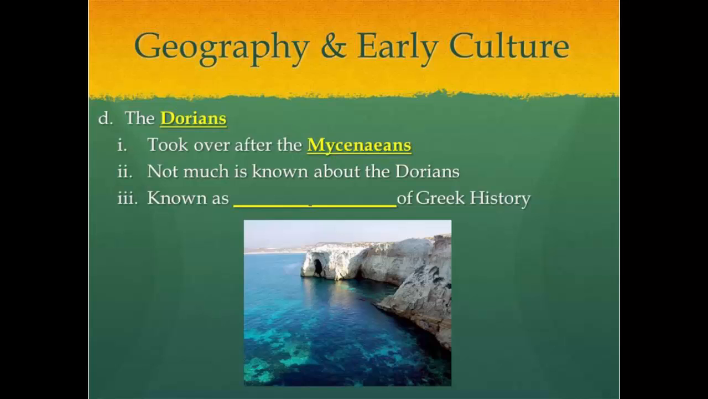The Dorians took over after the Minoans. Not much is known about the Dorians. It is an area known as the Dark Ages of Greek history. We know they existed, but we don't have a lot of information on them.